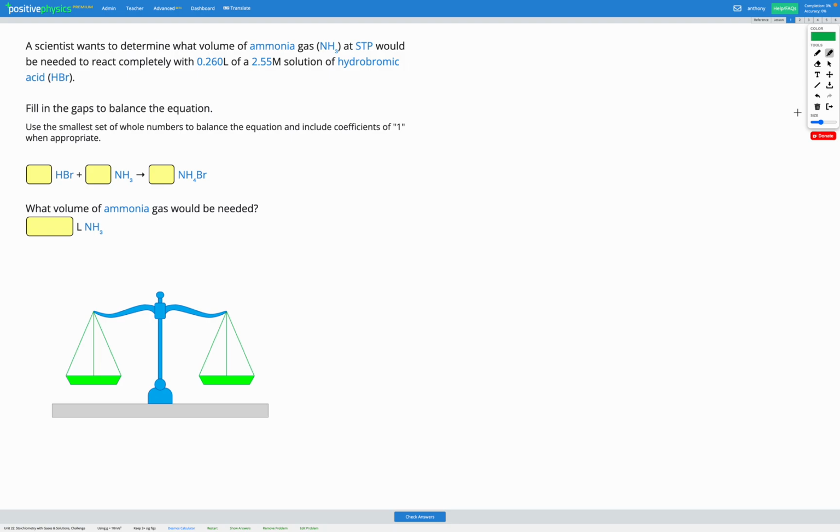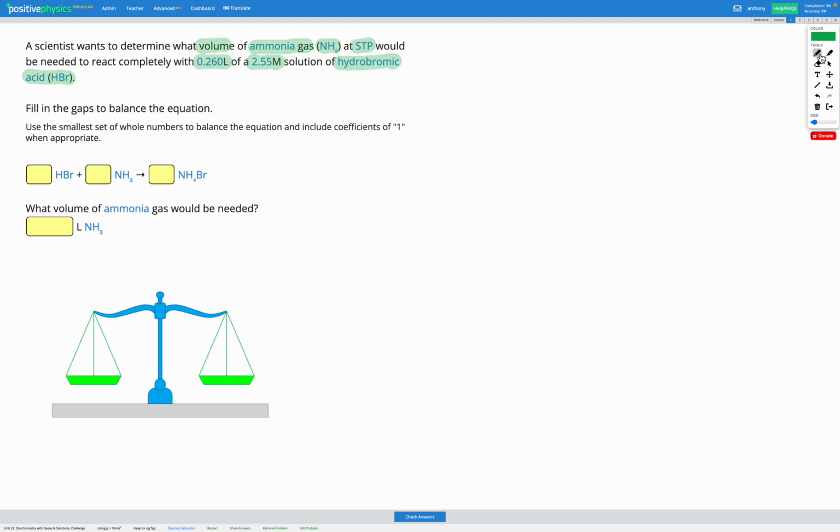In this question, a scientist wants to determine what volume of ammonia gas, NH3, at STP, that's standard temperature and pressure, would be needed to react completely with 0.260 liters of a 2.55 molar solution of hydrobromic acid, HBr. Let's start off by balancing our equation.